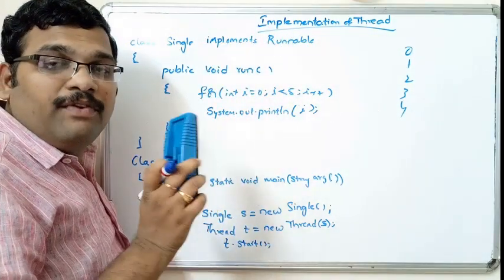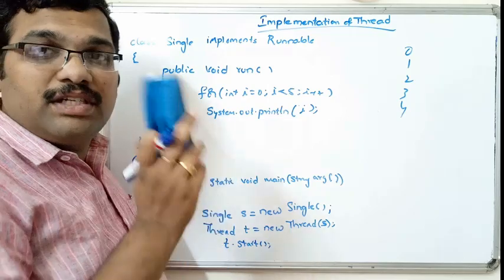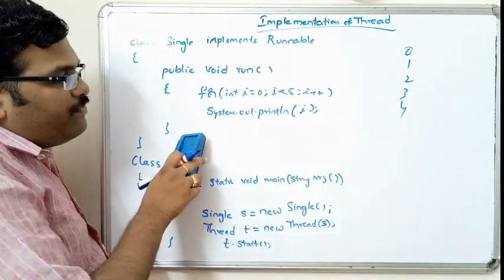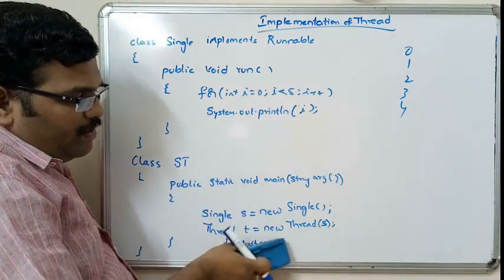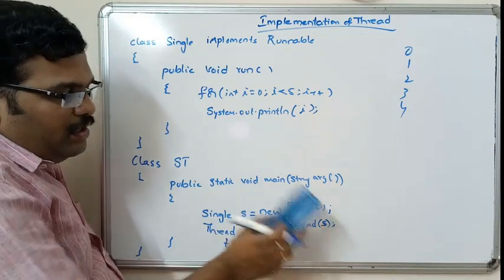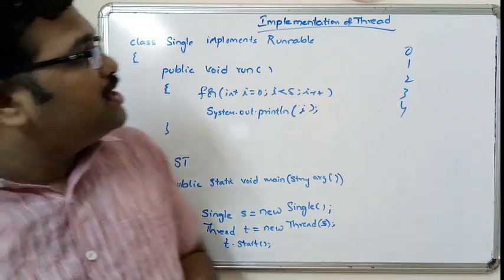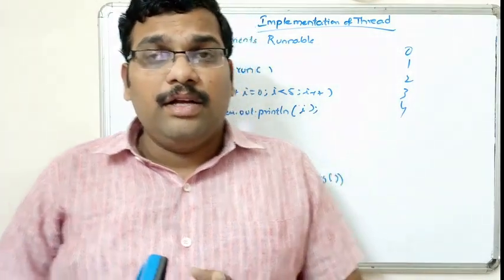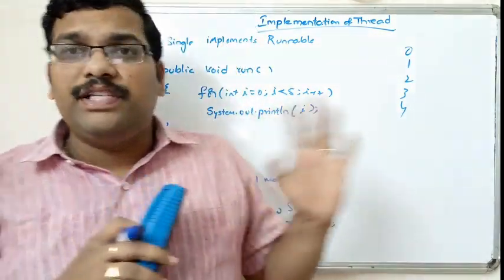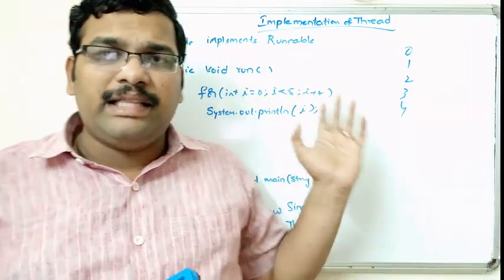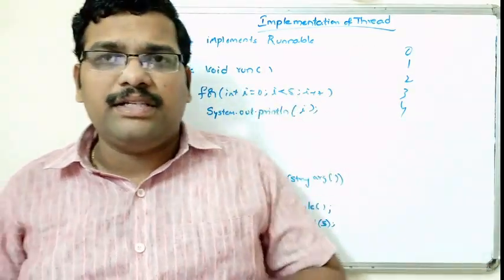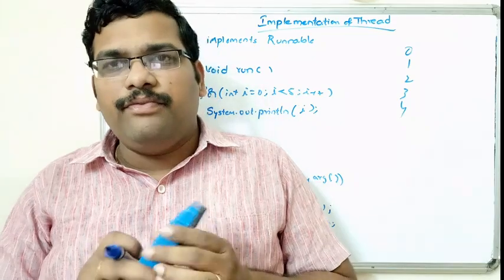Interface means only function declarations but not the definitions. Here we will write the run function and then we will pass the object as a parameter to the Thread class. So hope you understood this simple implementation of a thread. Now let us stop here and we will see this implementation of a thread using inheritance and interface in the system, and then we will wind up.